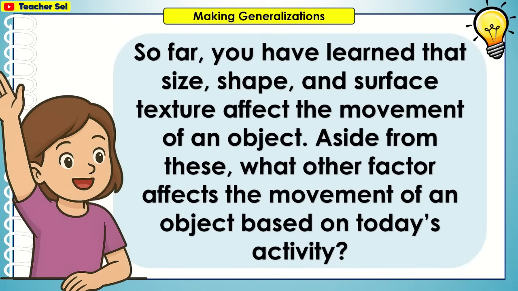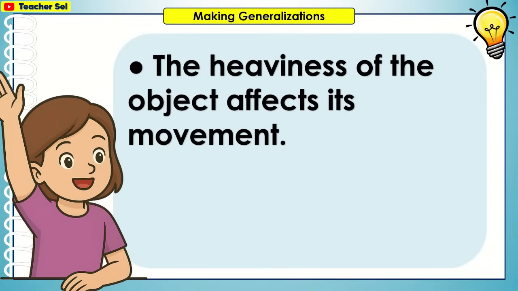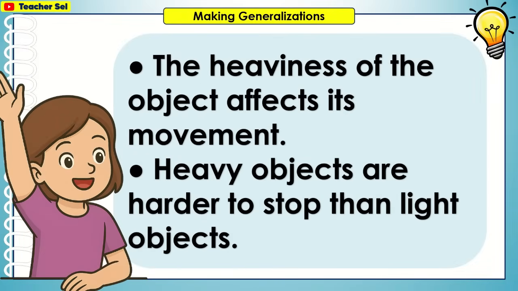So far, you have learned that size, shape, and surface texture affect the movement of an object. Aside from this, what other factor affects the movement of an object based on today's activity? The heaviness of the object affects its movement. Heavy objects are harder to stop than light objects.